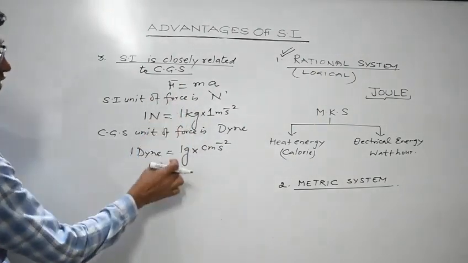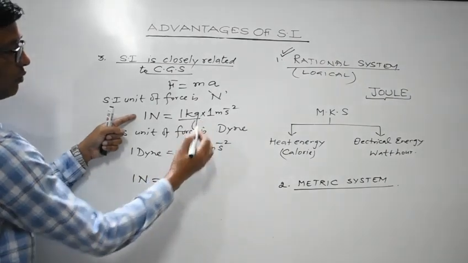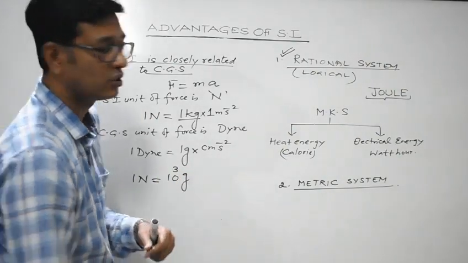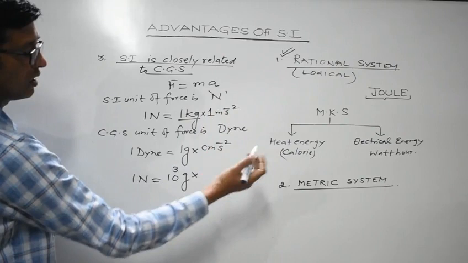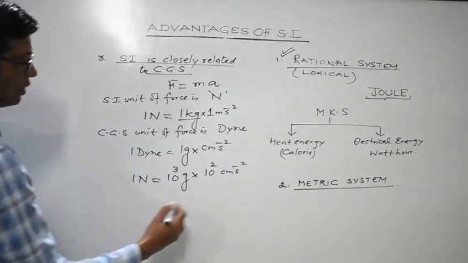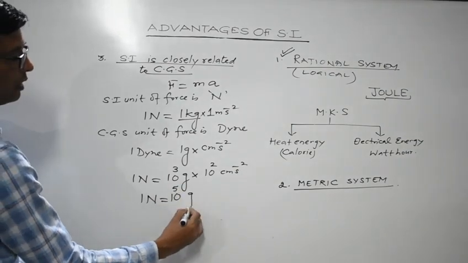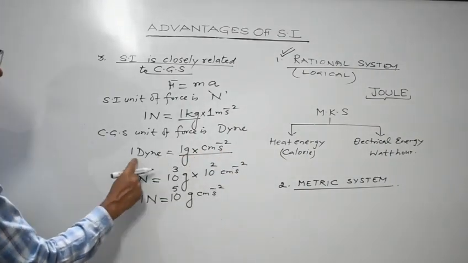So let's find out the relationship between these two. So 1 Newton is equal to, now let's convert it. 1 kg is 10 raised to power 3 gram. We are all aware of it, 1 kg is 1000 gram. 1 meter per second square, no need to change second, meter is 100 centimeter, so it will be 10 raised to 2 centimeter per second square. What we get is, 1 Newton is 10 raised to 5 gram centimeter per second square, and gram centimeter per second square is dyne.